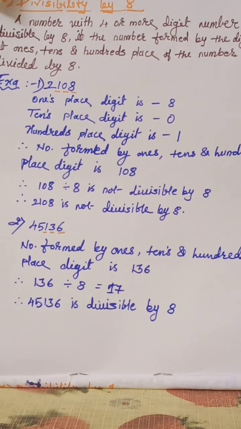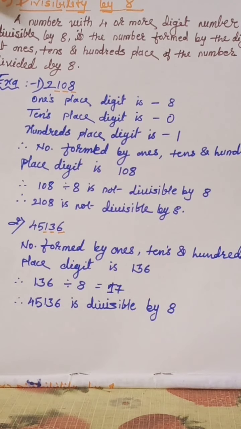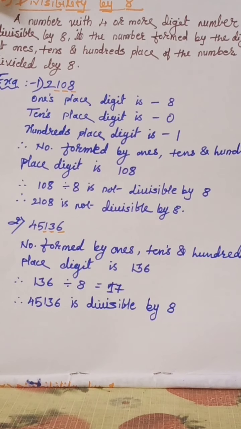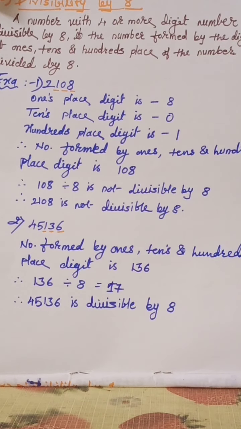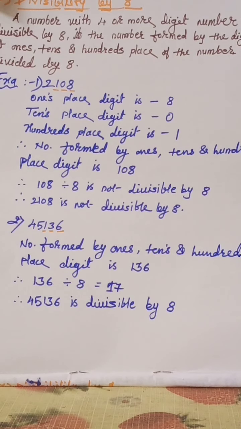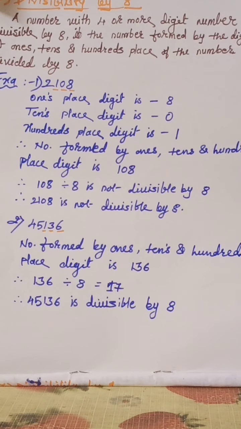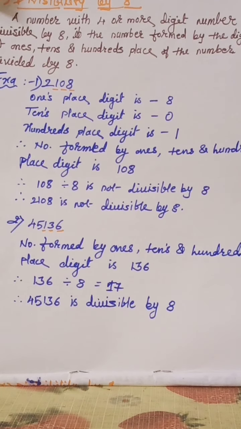Now, next number, 45,136. Again, we check the last 3 digits, formed by ones, tens and hundreds places. It is 136, and 136 is divisible by 8. Therefore, the number 45,136 is divisible by 8.